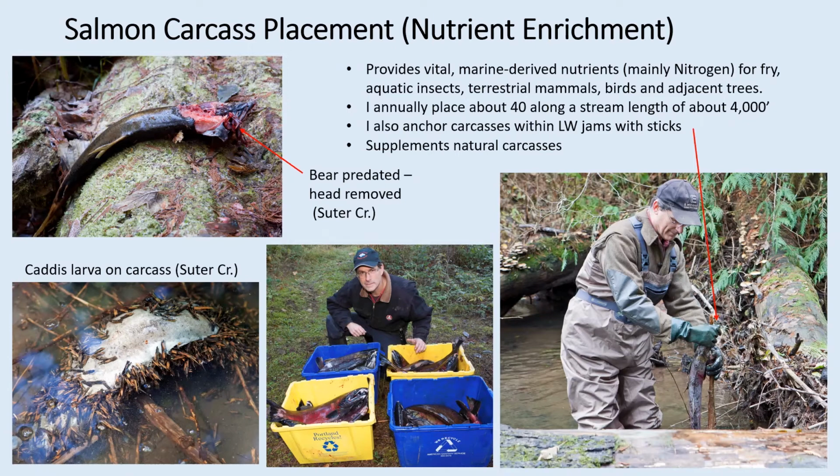And so I annually place about 40 along the stream, not many, about 40 over a stream length of about 4,000 feet. If you can look at how I do that, I take a carcass in the lower right-hand photo, and I shove a stick through its gill and then out through its mouth, and then I jam it in the large wood to help hold it there. And the bottom photo shows the 4 recycle bins that I take to our Eagle Creek National Fish Hatchery to get the salmon carcasses. So it's appropriate that I use my recycle bins. There's about 40 there that we then place in the creek.